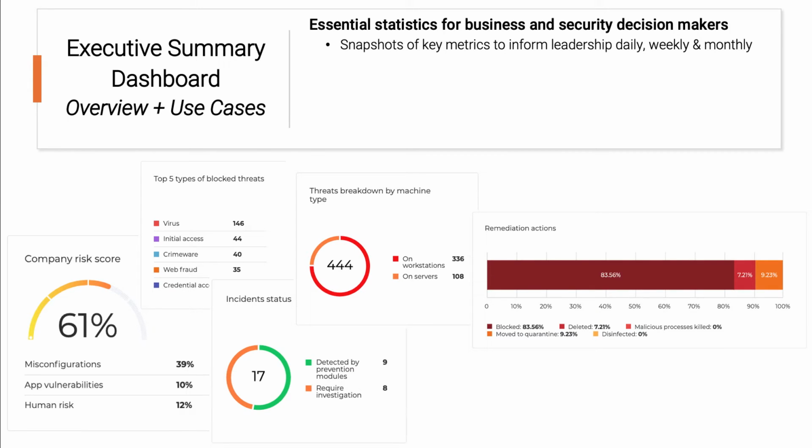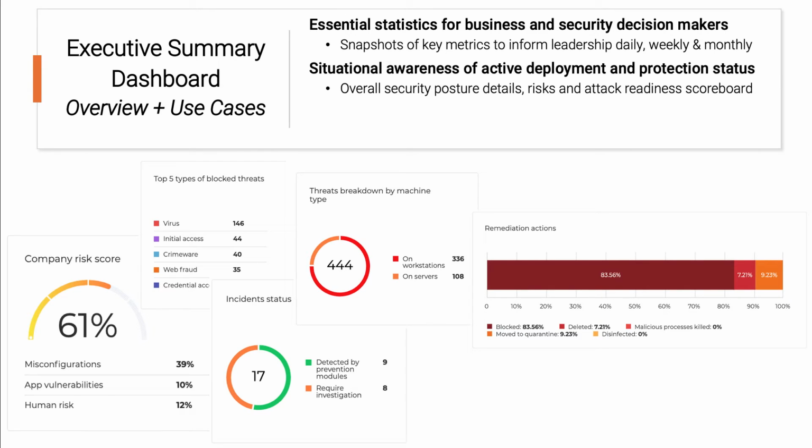The first use case provides essential statistics for business and security decision makers. This includes on-demand snapshots of key metrics to inform executive leadership, business and security decision makers on a daily, weekly, or monthly basis. The dashboard generates top-level numbers to take to leadership for status meetings, board meetings, or any situation where you'd want to show a current summary of what's happening with endpoint security.